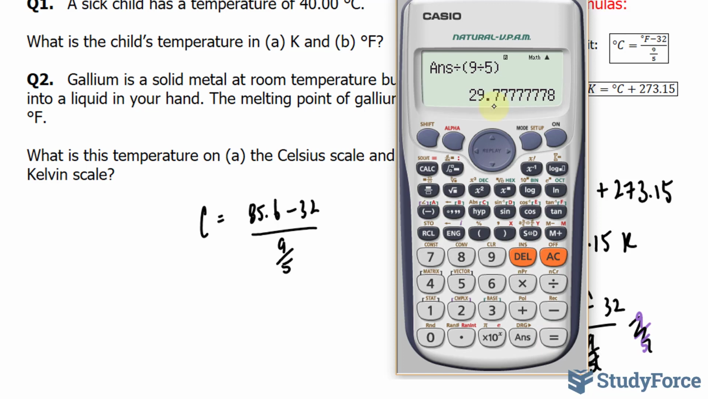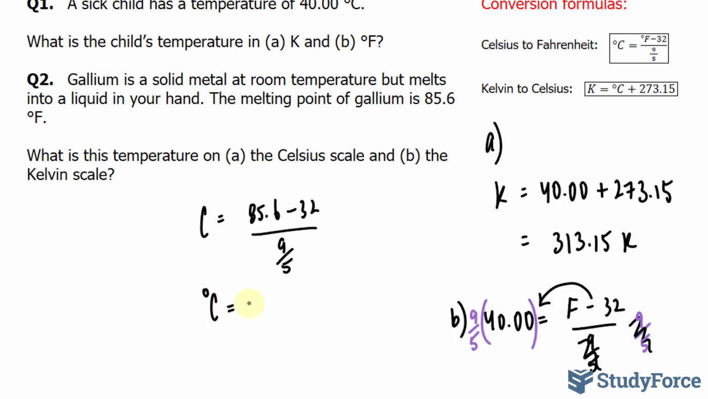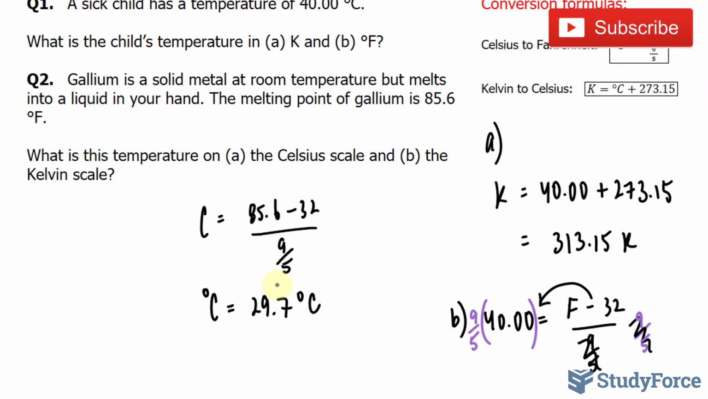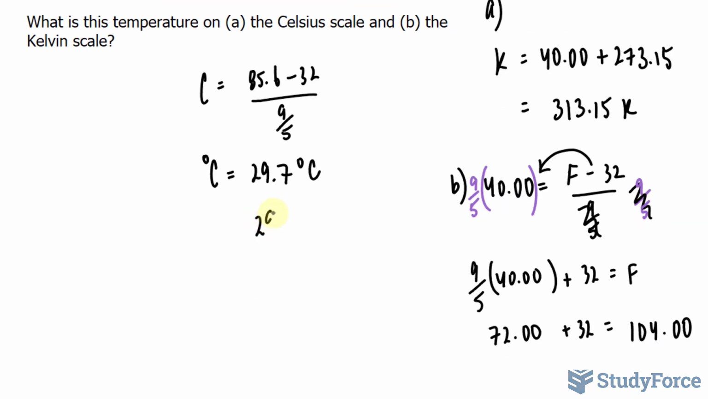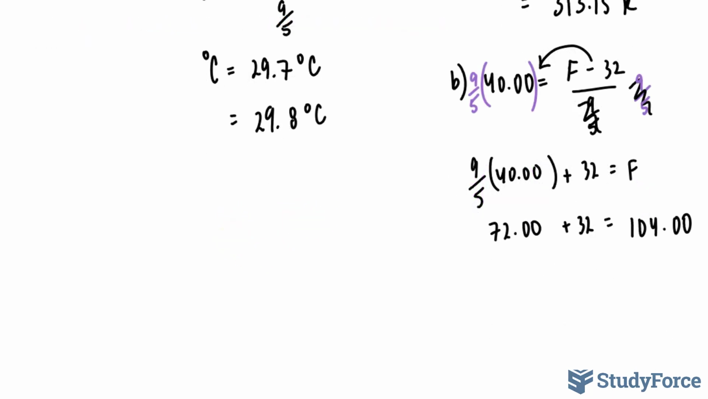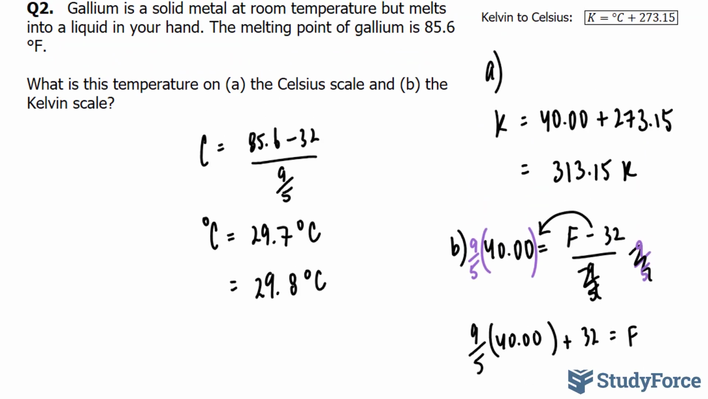29.7, repeating. Let's write that down. Celsius is equal to 29.7 degrees Celsius repeating. Now, we need to make sure that our final answer has 3 significant figures. And if you look at the number, we have 29.777 and so on. We have to stop writing after 3 significant figures. So this 7 right here, since it's greater than 5, will influence this 7 to go up by 1. This becomes an 8, so our answer is 29.8 degrees Celsius.